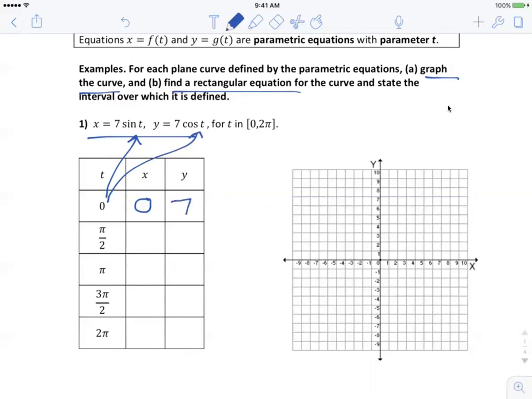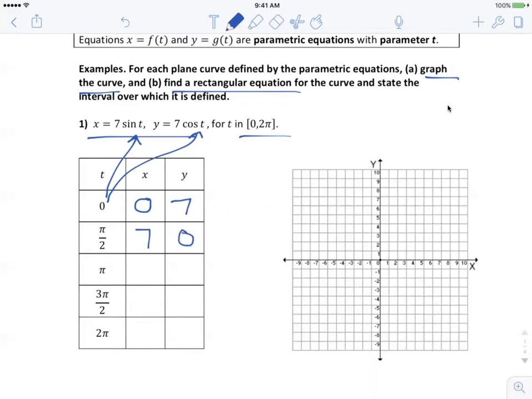I'm going to do that for each of the t's. And notice t is defined as between 0 and 2 pi. So I'm just doing some special ones that I know would be pretty easy to calculate. Pi over 2, the sine of pi over 2 is 1. 7 times 1 is 7. Cosine of pi over 2 is 0. 7 times 0 is 0.